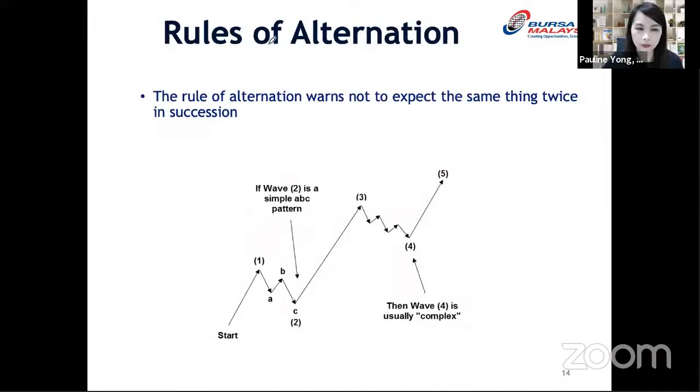And this is the rule of alternation. So when you see that wave number 2 is here, and then wave number 4 is different. So let's say you see a zigzag here, and then this one you see 1 2 3 4 5, 5 waves down. So also a zigzag, but this one is a 5 wave down, this one is a 3 wave down. So there is some alternation.